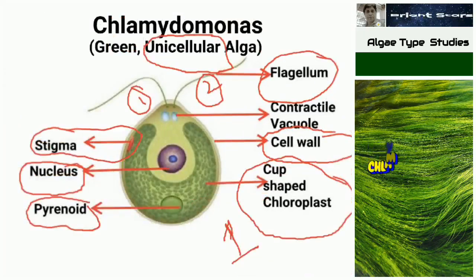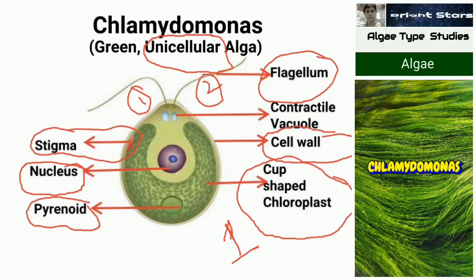So we can see all structures: flagellum, contractile vacuole, cell wall, cup-shaped chloroplast. On the other side, you see stigma, nucleus, pyrenoid. These are the most important parts of the Chlamydomonas cell. Next, we will study the structure of the next green alga.